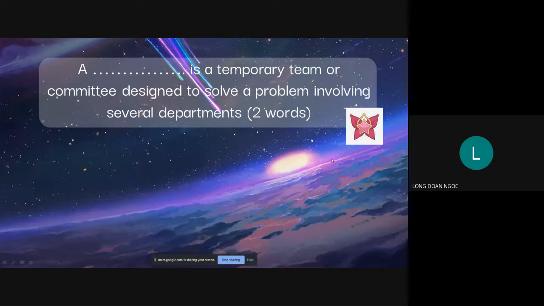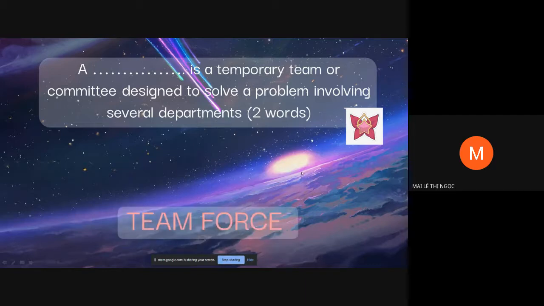Okay, which is a team or committee decided to solve a problem involving several departments. Can anyone answer that? Remember the personnel that were deployed by the US government to provide supplies for the Philippines after the destructive storm in 2011. Okay, please. Yes, a task force. Is it a task force? Yeah, you are really correct. So I give you a point. Which team are you in? Ngọc Mai, can I ask which team you're in, please?